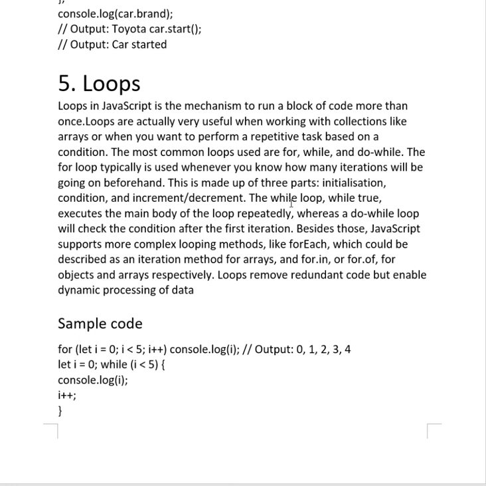The while loop, while true, executes the main body of the loop repetitively, whereas do while loop will check the condition after the first iteration. Besides those, JavaScript supports more complex looping methods like forEach, which could be described as an iteration method for arrays, and for in or for of for objects and arrays respectively.